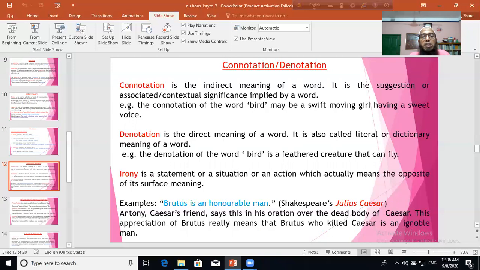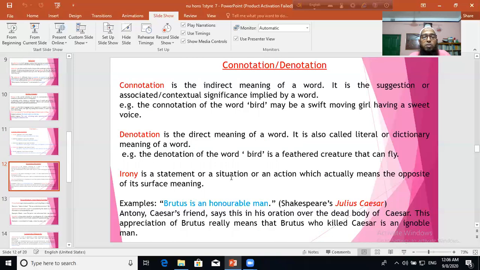So connotation is indirect, contextual meaning. Denotation is the direct meaning, dictionary meaning. And here bird means bird. The denotation of the word bird is a feathered creature that can fly. So bird means bird, the creature that can fly. Irony is another important literary term that you will find in most of the writings.